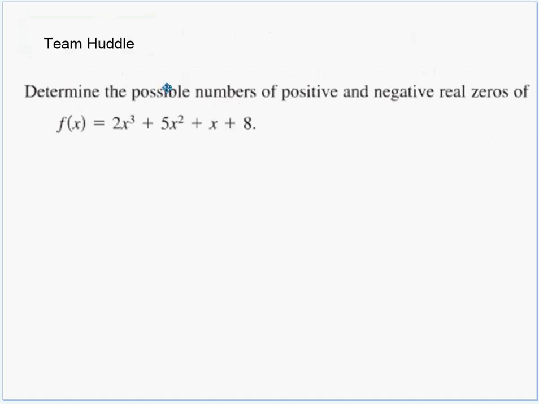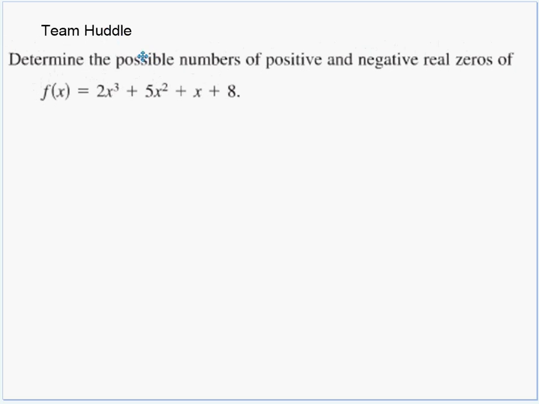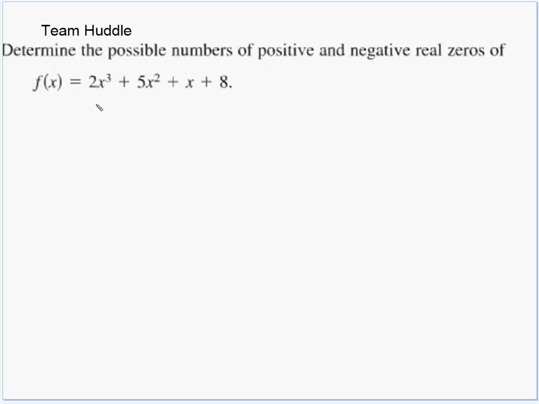Try this one. Determine the possible number of positive and negative real zeros. So pause the video and answer the question.